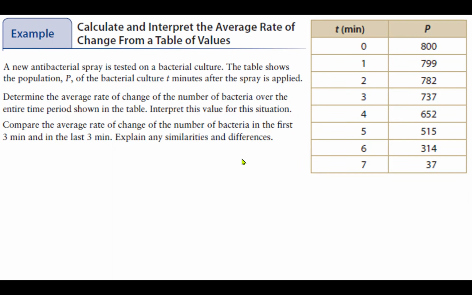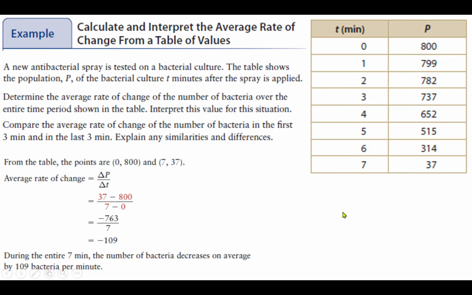All right, have you finished? Then let's check the solutions. Okay, first question. From this table, we can directly read the points are (0, 800) and (7, 37), right? Then we have 2 points. If you have 2 points, you can calculate the average rate of change between these 2 points, right?